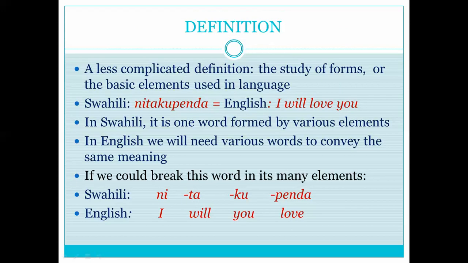A less complicated definition: basically the study of forms or the basic elements used in a language. An example would be in Swahili. We have this one word that, directly translated, means "I will love you" in English, but for us, we would probably just say "I love you." We're going to talk about the breakdown of how we form different words. In this example, we have in Swahili, nitakupenda. It's one word, but for us, it's multiple different words. So we're talking about how we have various words to convey the same meanings.